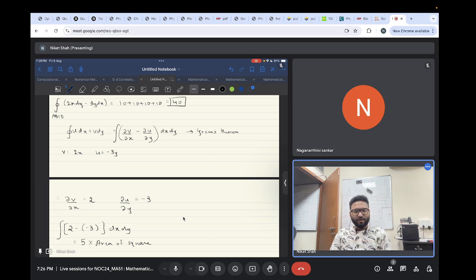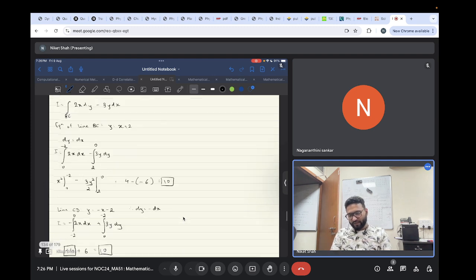I hope there are no doubts here. This is simply integral dx dy, and the surface that we are covering is the surface inside this contour, which is a square. So integral dx dy is basically telling me that I have to evaluate the area of the square. So 5 into area of the square is my answer. And what is the area of the square?